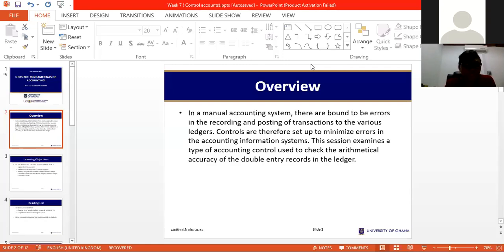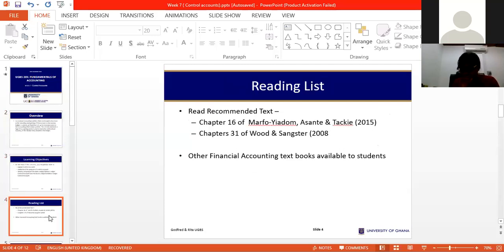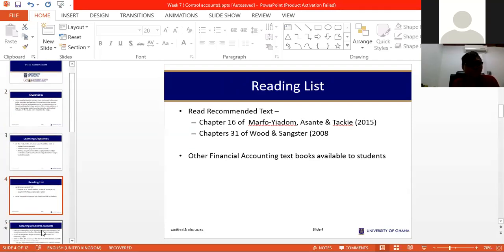And so the topic we are going to treat this afternoon, okay, is just to help us know what control accounts are and what they can be used for, okay, in the accounting process. Now, at the end of the session, we expect that students can be able to explain control accounts and identify or understand the purpose of control accounts, and also prepare the two main control accounts, which are the sales or the debtors ledger control accounts and the purchases or the creditors ledger control account. As usual, we have a recommended text to go through.